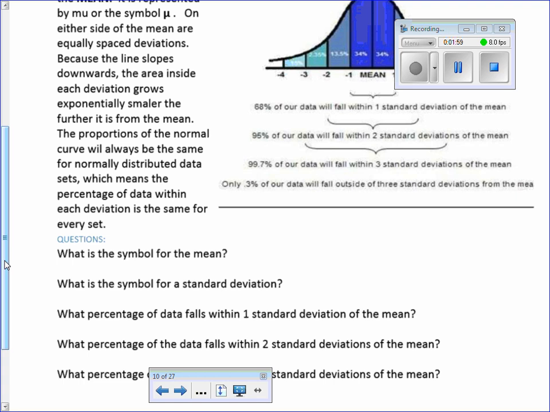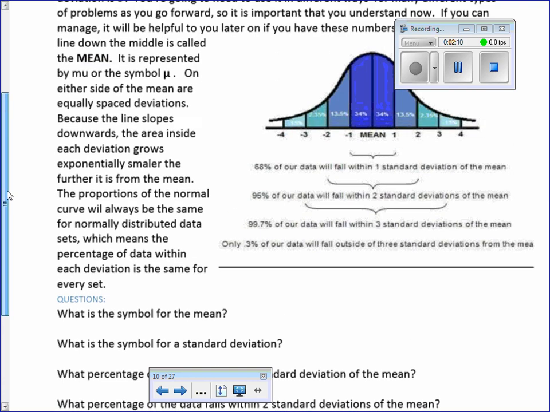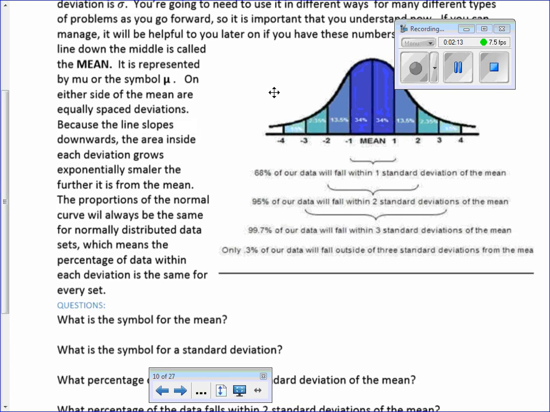So, for your questions, first question, what is the symbol for the mean? Well, if you go back up and read, you start, the line down the middle is called the mean. So here's the mean. It is represented by the symbol mu. So here's the symbol for the mean.